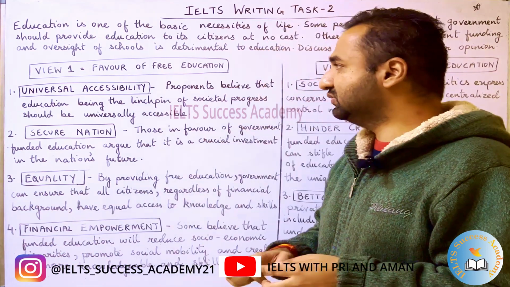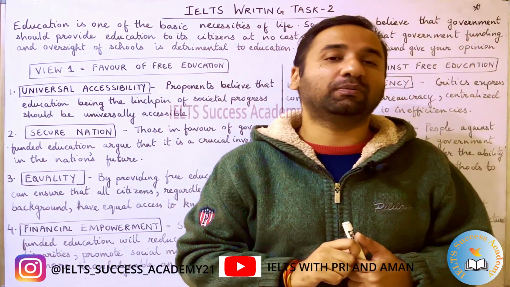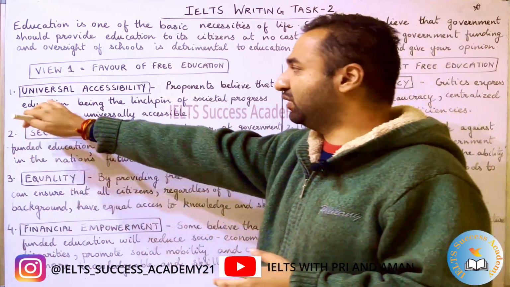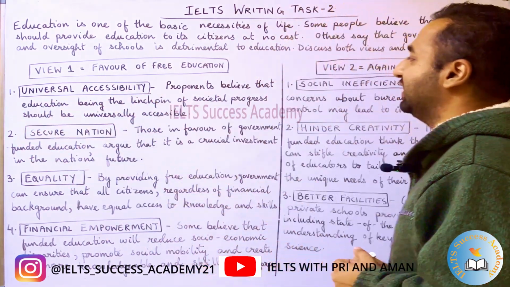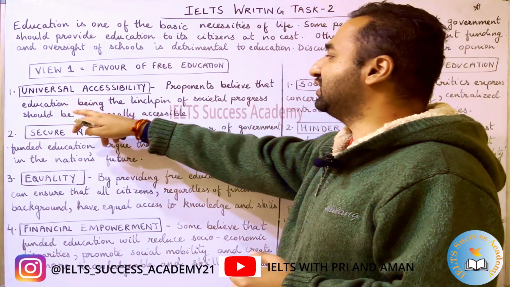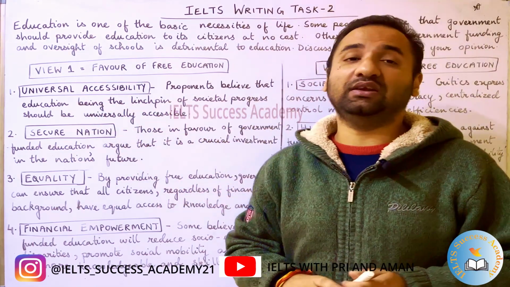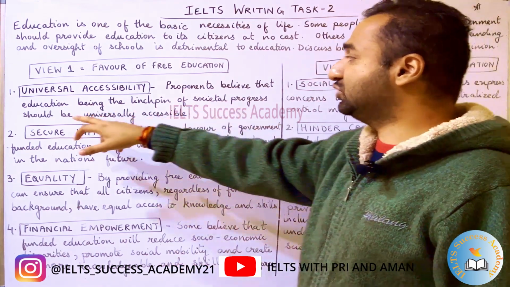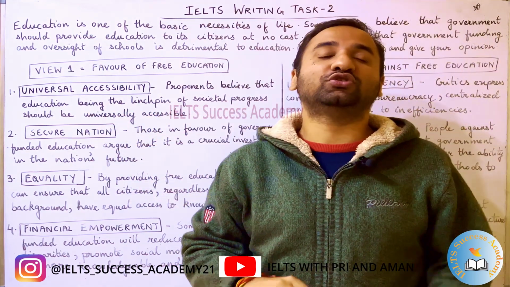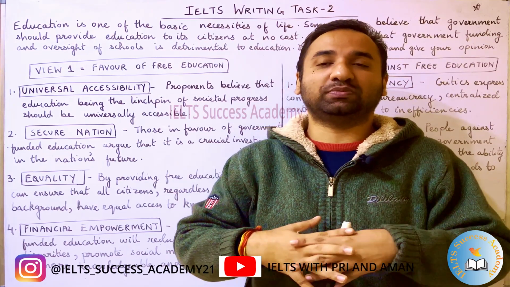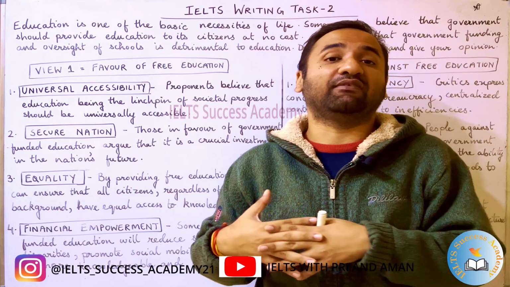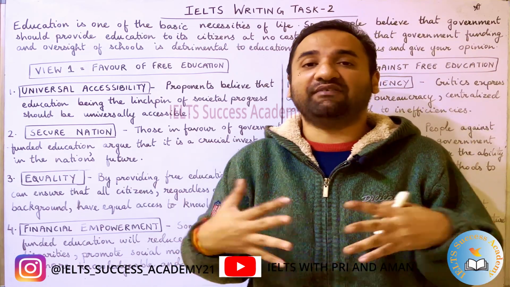Okay, so let's look at view number one: in favor of free education. The first point is universal accessibility. Proponents believe that education, being the linchpin, the most important, of societal progress, should be universally accessible. It should be available to everyone. The same quality of education should be available to anyone and everyone.